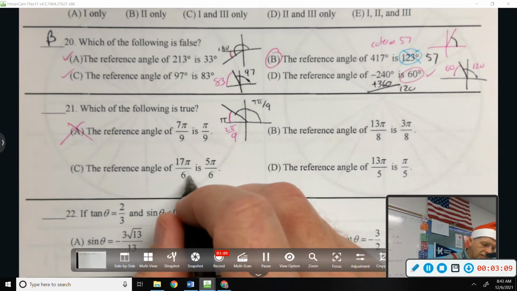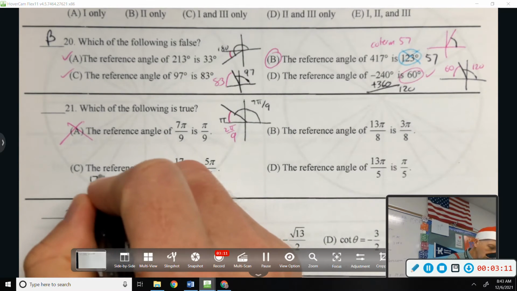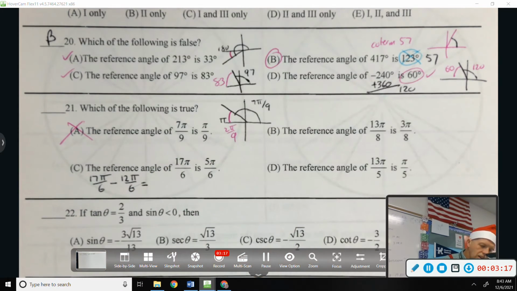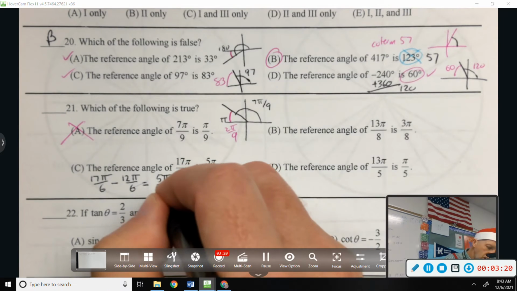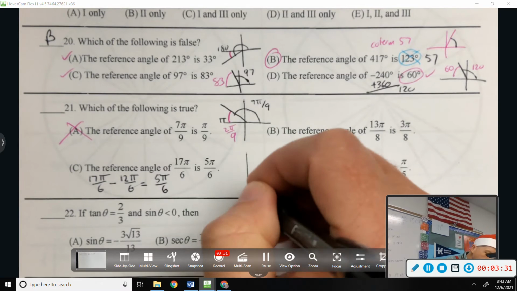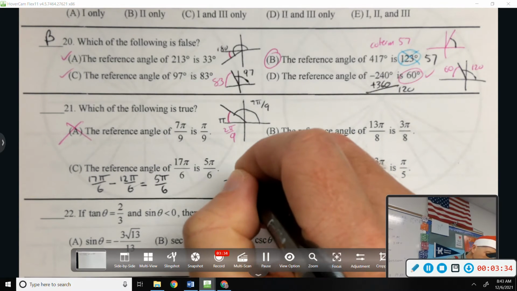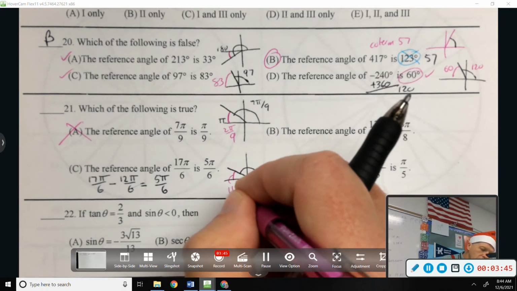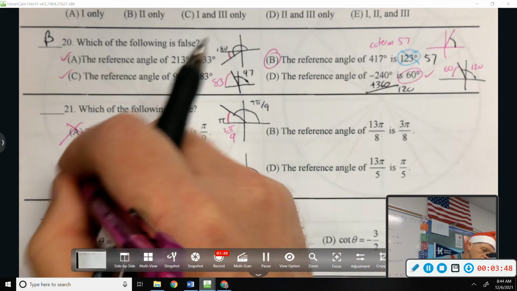17 pi over 6. That's too big. I don't want to mess with that. Let's subtract 2 pi. So my coterminal angle is 5 pi over 6. Wait a minute. I don't know if that's the reference angle. 5 pi over 6 is almost pi again. So what's that reference angle? 1 pi over 6. We've already done 5 over 6. We need to go 1 pi over 6 more. So C's not right.